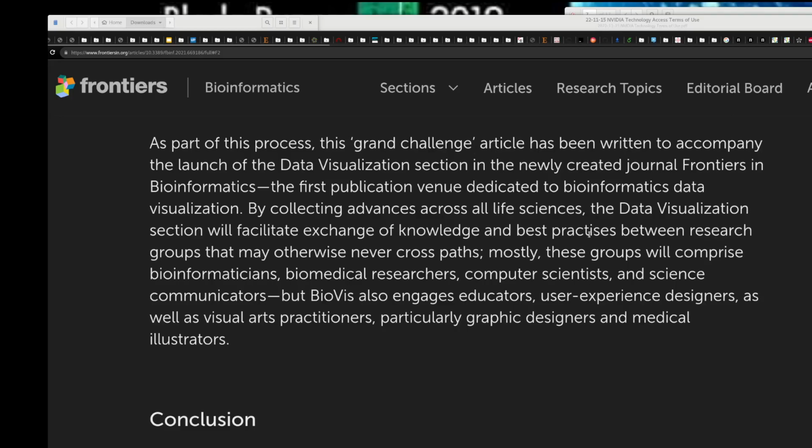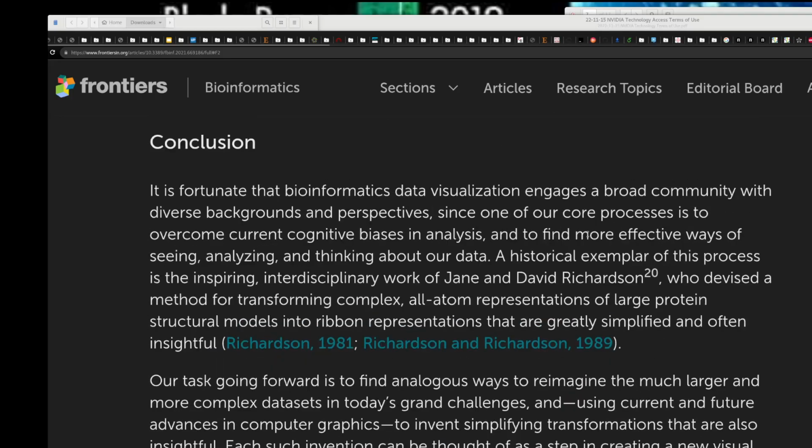Conclusion. It is fortunate that bioinformatics data visualization engages a broad community with diverse backgrounds and perspectives, since one of our core processes is to overcome current cognitive biases in analysis and to find more effective ways of seeing, analyzing, and thinking about our data. A historical exemplar of this process is the inspiring interdisciplinary work of Jane and David Richardson (20), who devised a method for transforming complex, all-atom representations of large protein structural models into ribbon representations that are greatly simplified and often insightful.